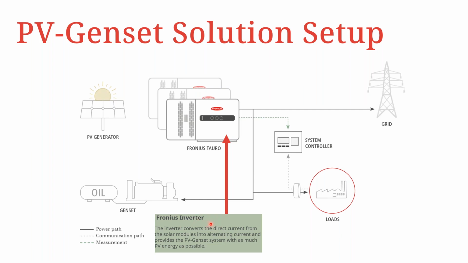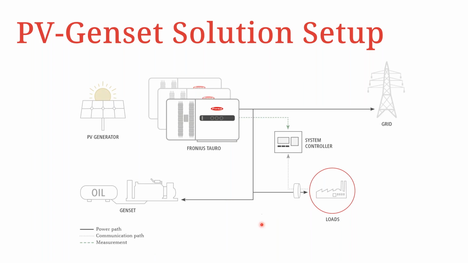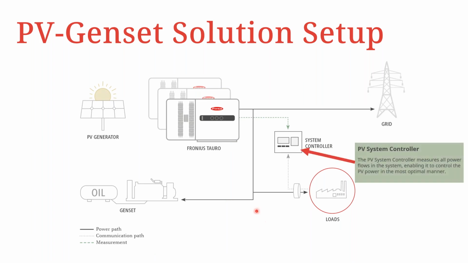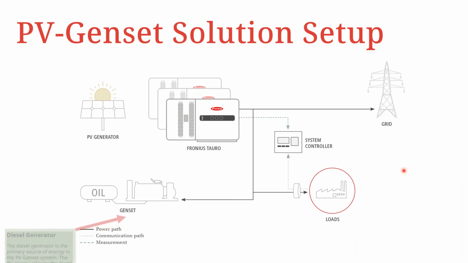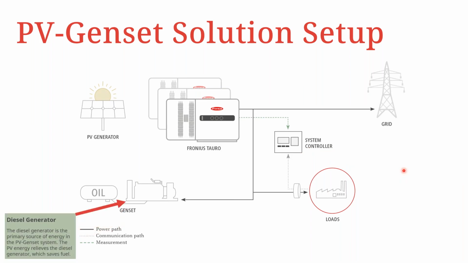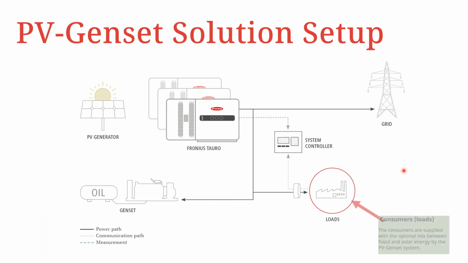So basically, the inverter converts DC to AC, thereby providing as much PV as possible for the system. Next up is the system controller. Like I mentioned, the brain of the system. This basically measures all the power flows in the system, enabling it to control the PV power in the most optimal manner. Next up is the genset, which basically is the primary source of energy for the entire system. And of course, it is usually relieved by the injection of PV into the system, which eventually saves fuel.